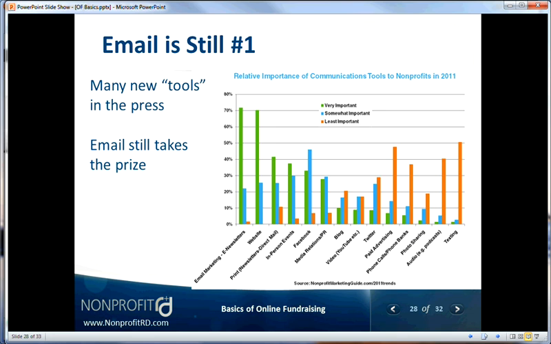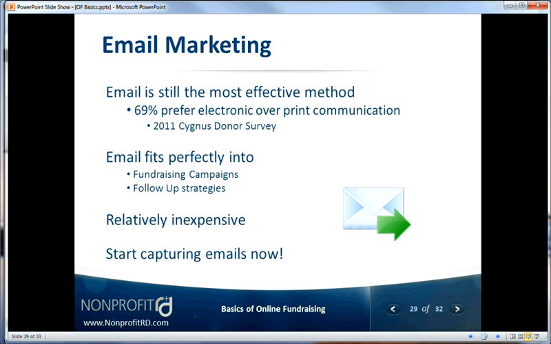If you look at this graph here, and you'll see it when you download the slides, the text here is kind of small. But when they asked nonprofit marketing folks what their most important tools are, website and email were the two most important tools to them. So to me, that means those are the ones that are working for them. They would not want to give those up. Down here, Facebook and Twitter are kind of way down on the list. So email is still the most effective way.